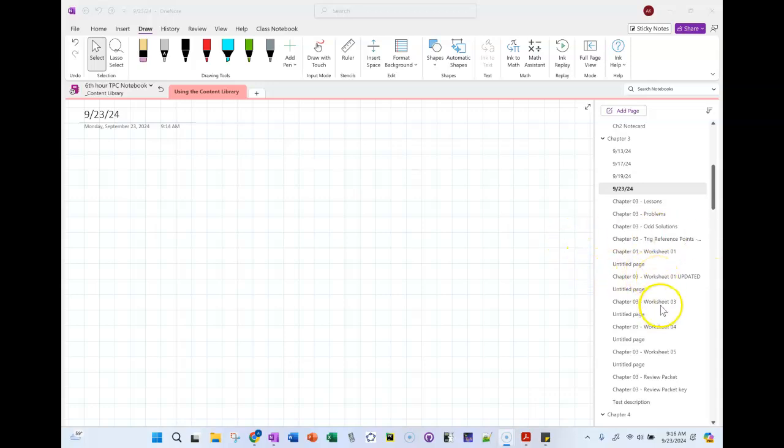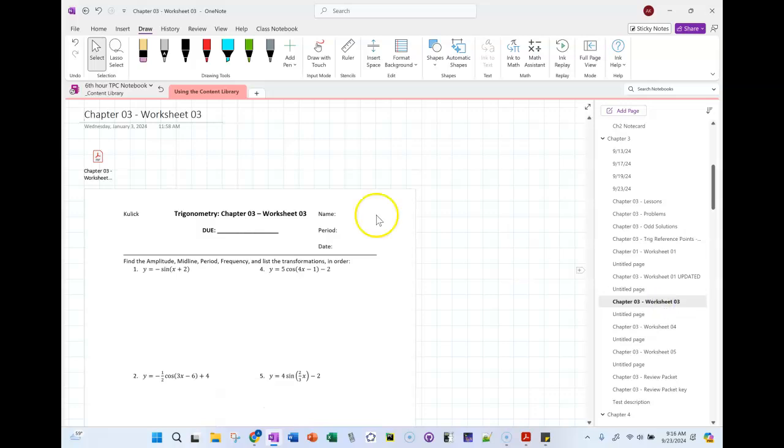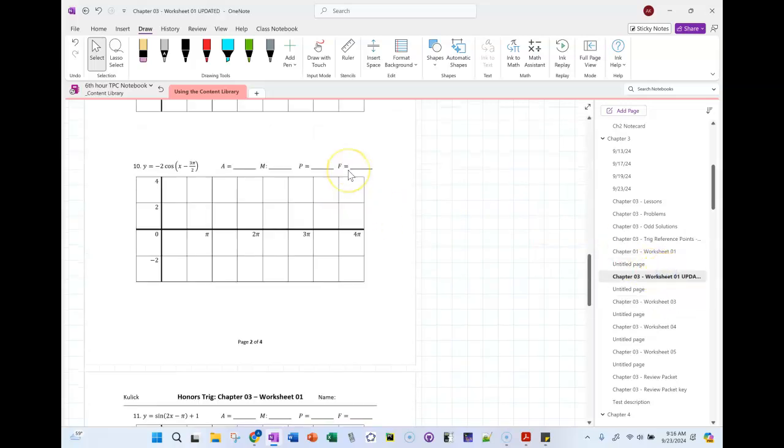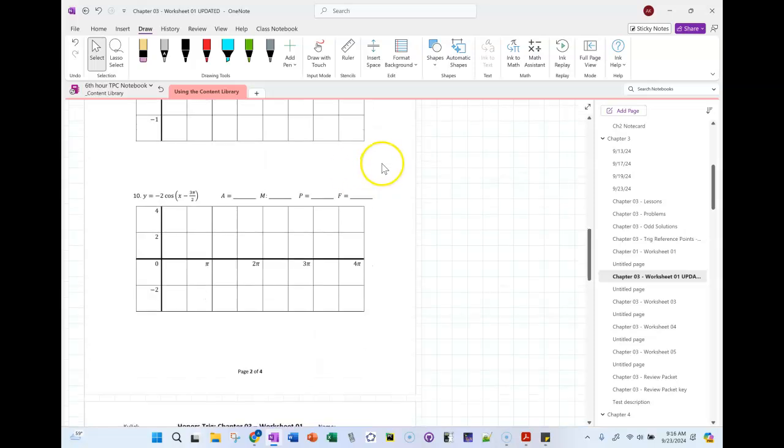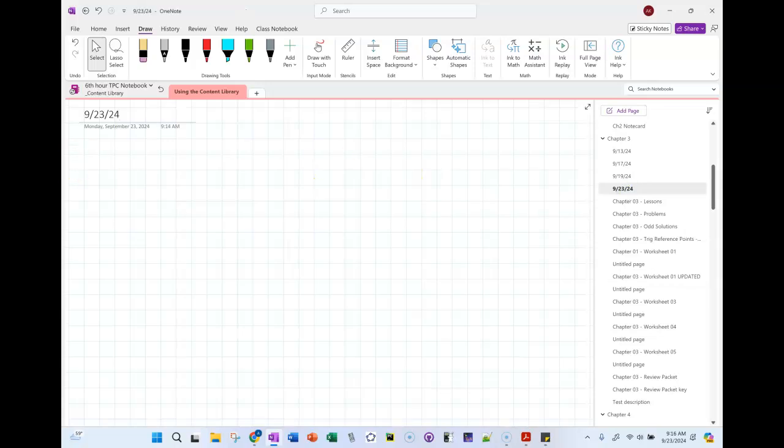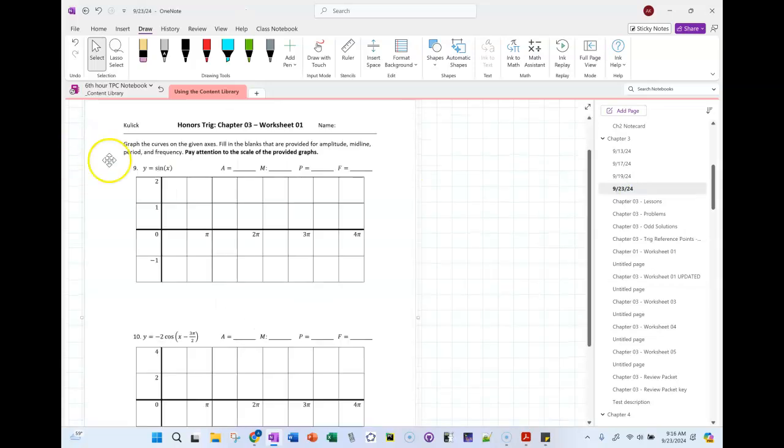Worksheet 3. Did we assign worksheet 3? No, 4 and 5. Are you talking about this one? Yeah. Okay. That's the problem?